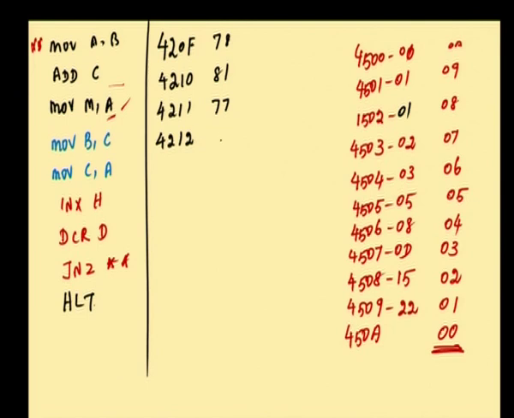4212, move B comma C, 41. Next address is 4213, move C comma A, 4F. Then 4214, which is INX H, 23. 4215, these all are single byte instructions.